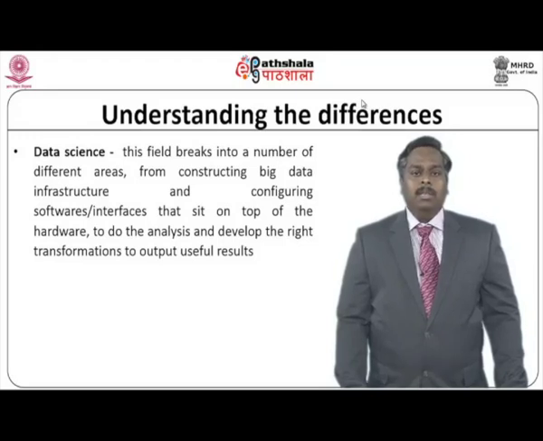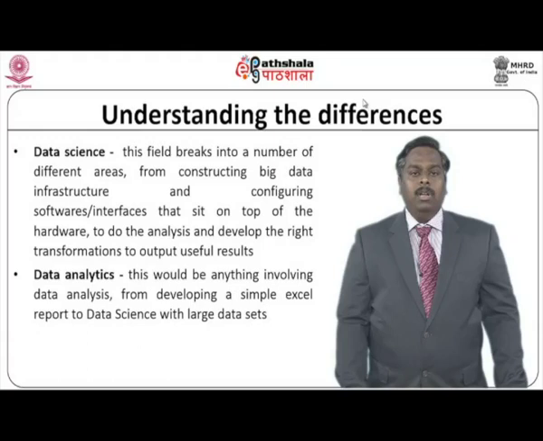Data science also deals with how we are going to make use of the software and interfaces for handling the data, for transforming it, and finally providing a useful input as well as output for analysis for the end users.